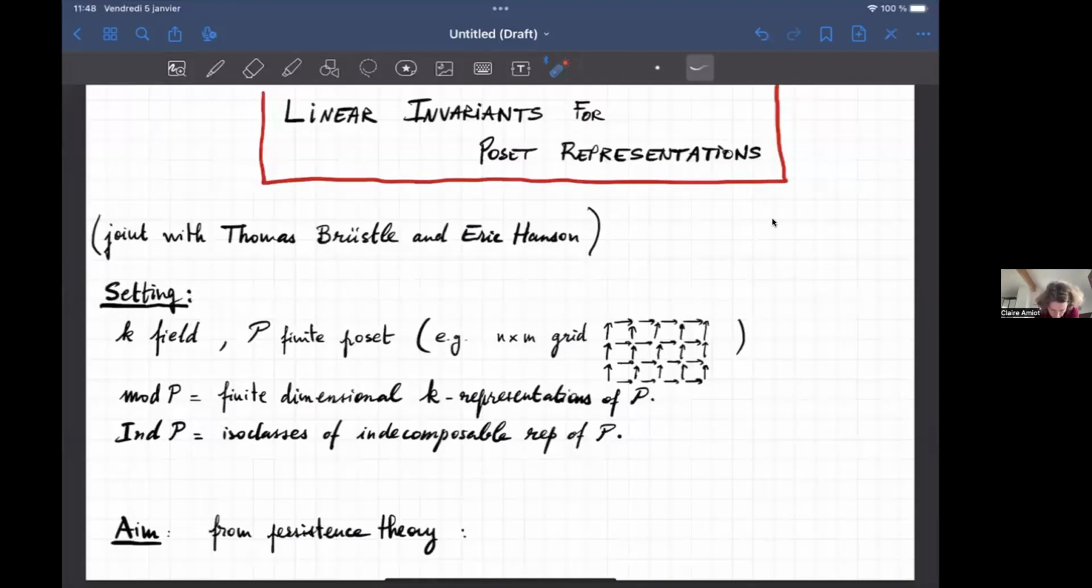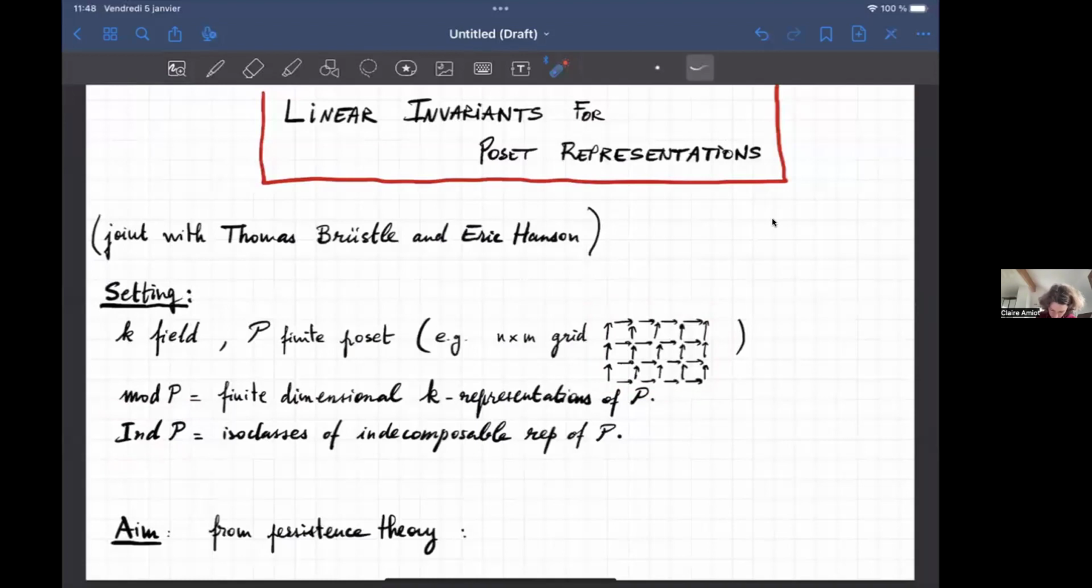I start with any field K, and a finite poset. Typically you have to think that this is, for instance, a two-dimensional grid like this. I'm interested in finite dimensional K representations of this poset P, which I denote by mod P. I will also denote by int P the set of isoclasses of indecomposable representations of P.